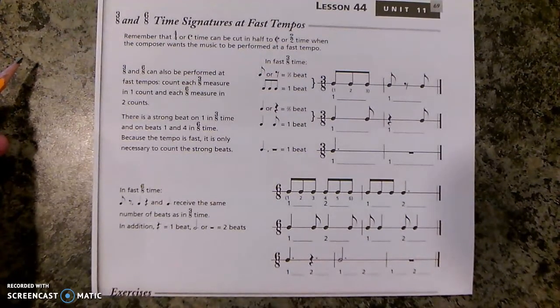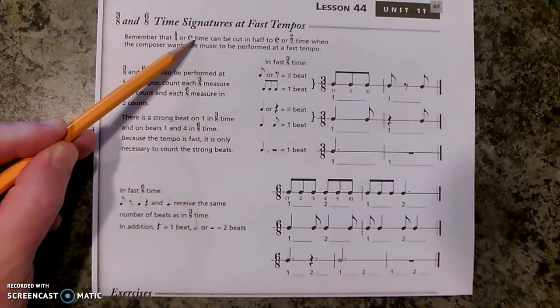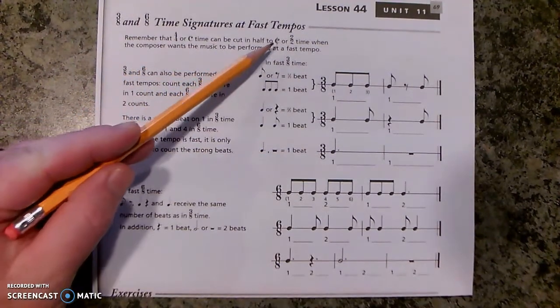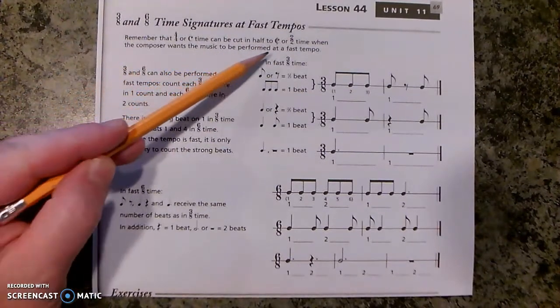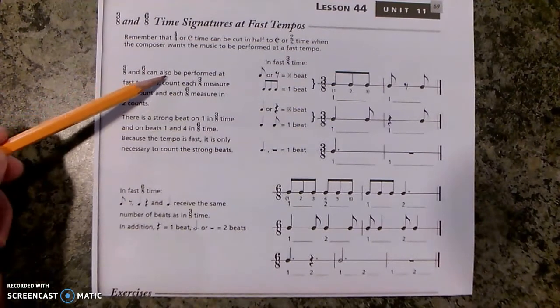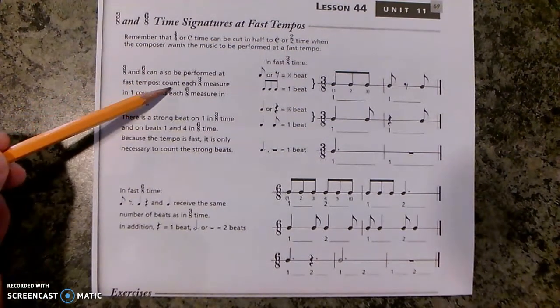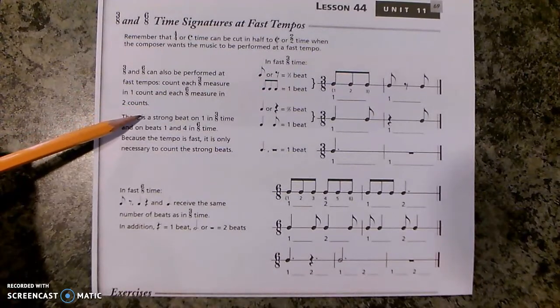We're going to talk about 3/8 and 6/8 time signatures at fast tempos. Remember that 4/4, our common time, can be cut in half to 2/2 when the composer wants the music to be performed at a fast tempo. 3/8 and 6/8 can also be performed at fast tempos. You would count each 3/8 measure in 1 and each 6/8 measure in 2.